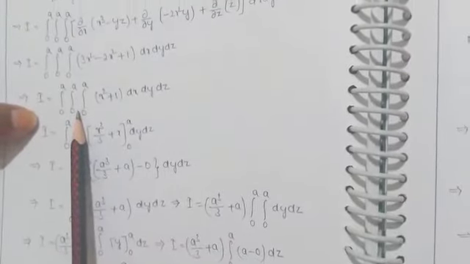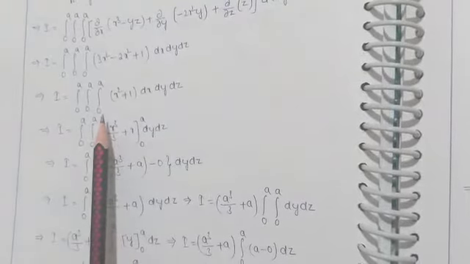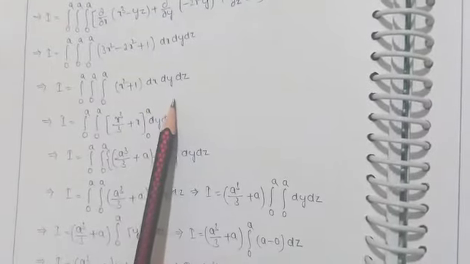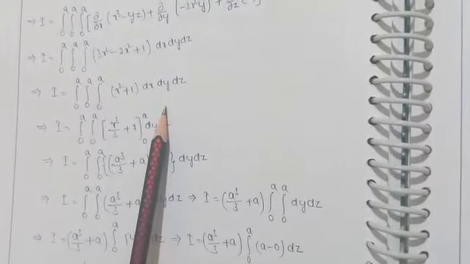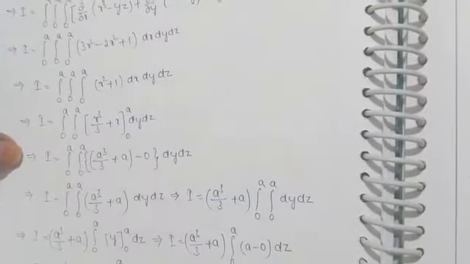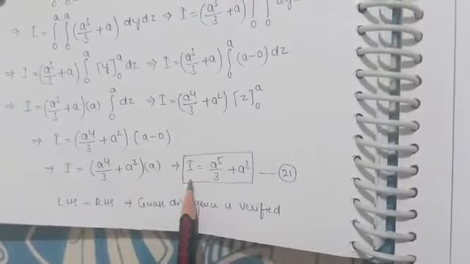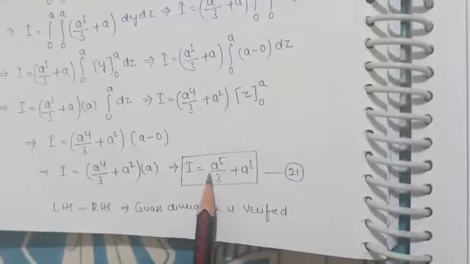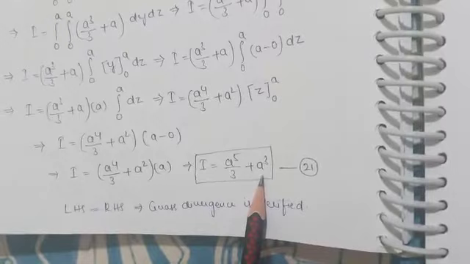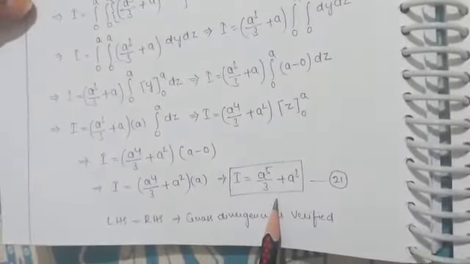Whenever you get constant integral limits, you can choose any one variable first, followed by the remaining two integrals. If you have variable limits, then you have to eliminate the variables first, followed by the constant terms. On simplifying the total integration with respect to x, y, z, we got I equals a power 5 divided by 3 plus a cube, which is the same value you got on the LHS in the surface integral.